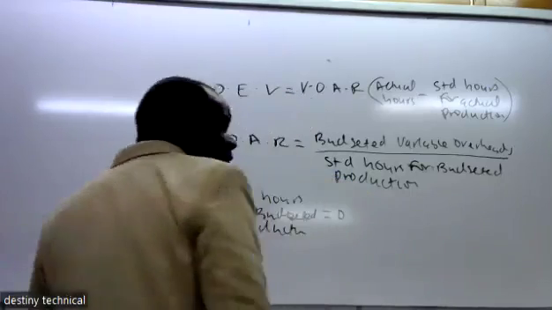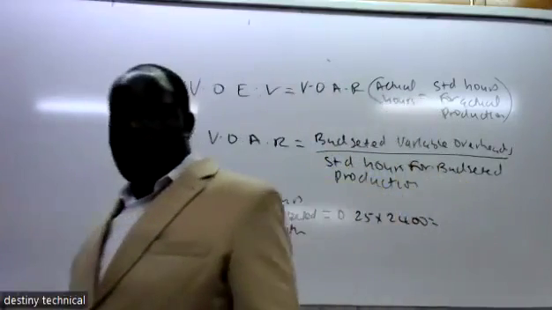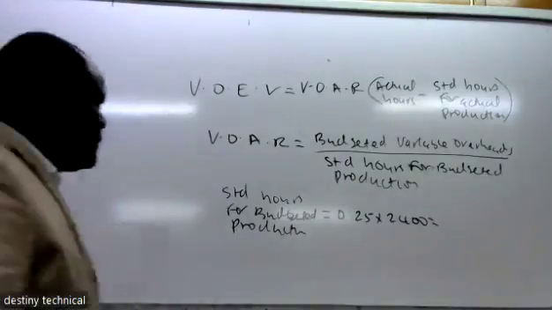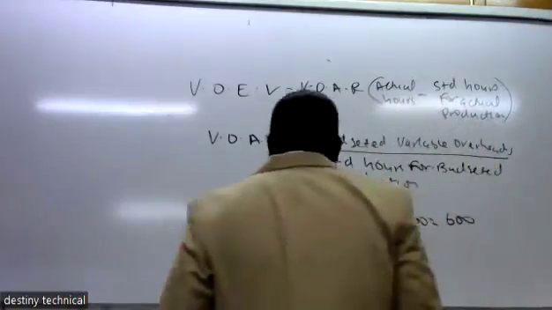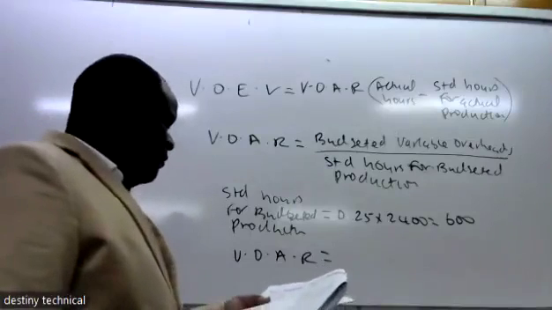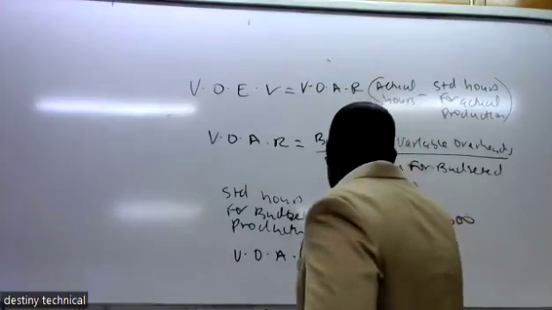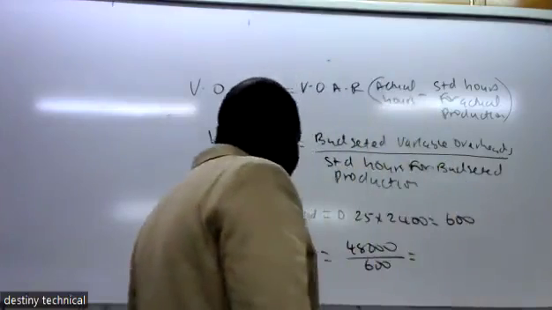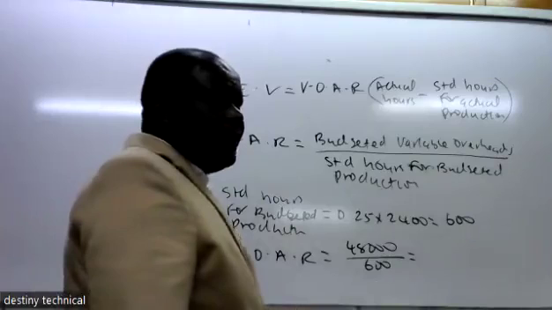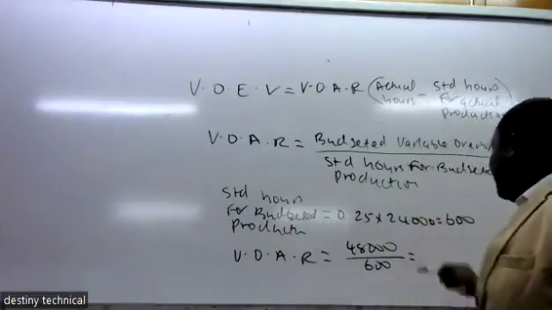Standard hours for the budgeted production: take 2,400 times 0.25, which gives us 600. So for our variable overhead absorption rate, the budgeted variable overheads is what they gave us, 48,000. We divide by 600.